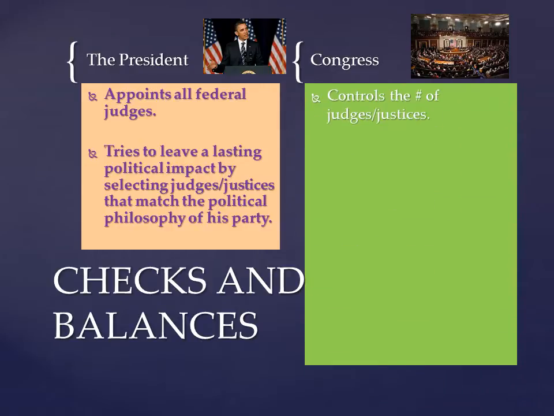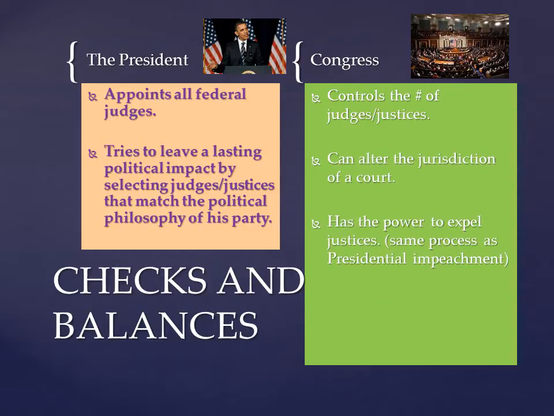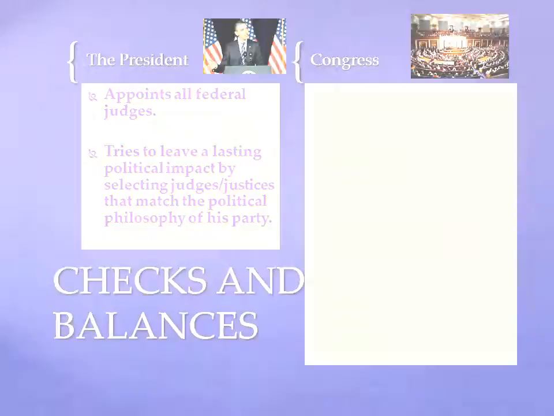In terms of Congress, they have several things they can do. They of course control the number of judges. They also can alter the jurisdiction of a court. They have the power to expel justices by using the same process they use to impeach the President. And they have the Senate advice and consent power, which gives them the final say on any appointments that the President makes to the federal court system.